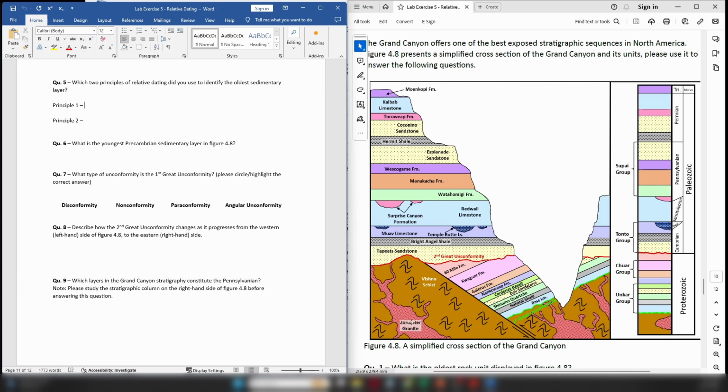So go and look at the 4 different types of unconformity, and based on what I've just described, work out which type of unconformity the first great unconformity would be.